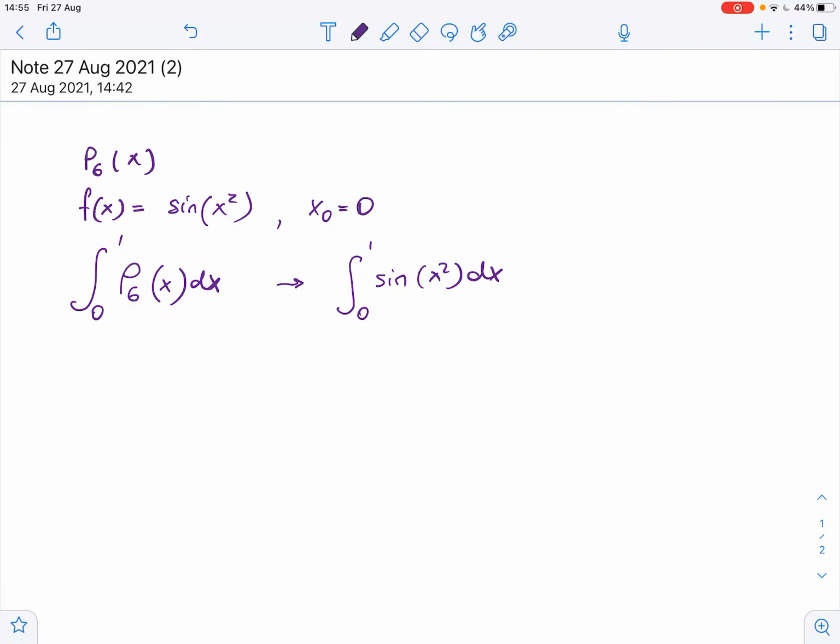So first we need to construct the 6-degree Taylor polynomial P6 of x for function f of x about x0 equals 0, and then we need to approximate the given definite integral.